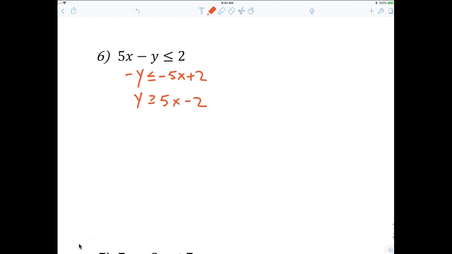I'm doing the next problem. And all you're doing is copying it off the board.